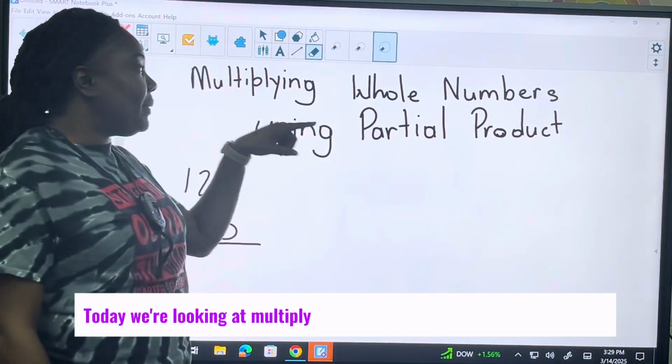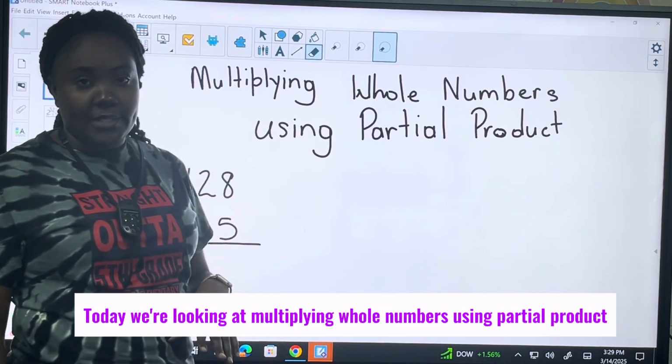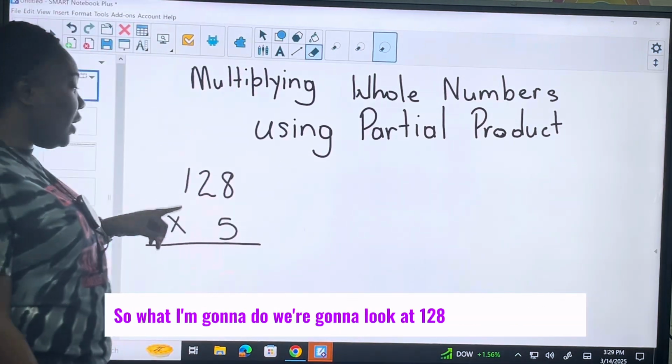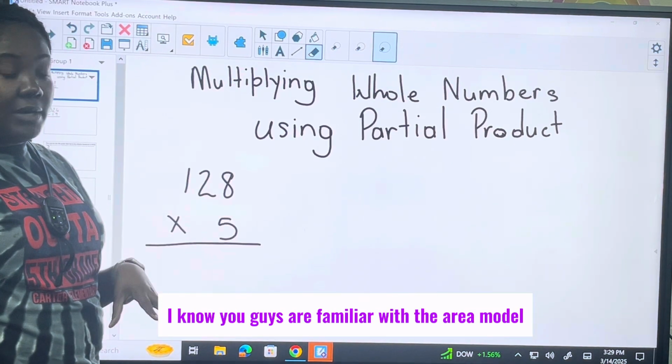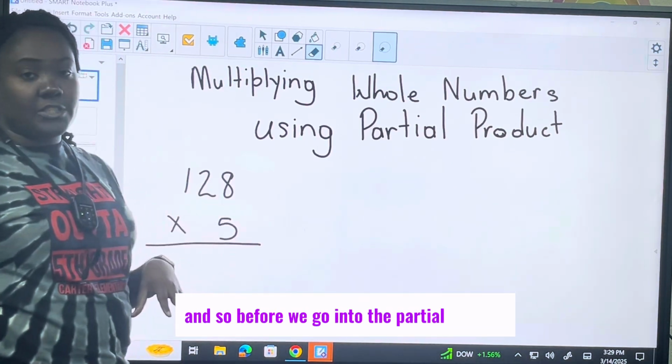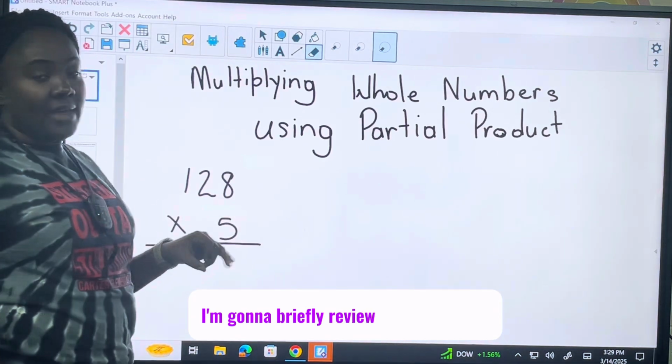Today we're looking at multiplying whole numbers using partial product. So what we're going to do is look at 128 multiplied by 5. I know you guys are familiar with the area model, and so before we go into the partial product, I'm going to briefly review the area model.